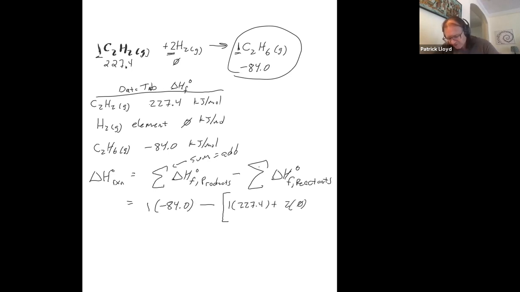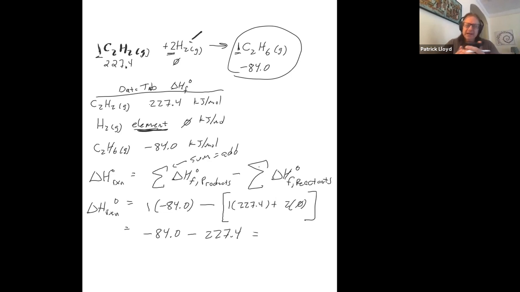Now, obviously, you don't have to do that 2 times 0 because you know that it's 0. So this is not an important issue, right? But I put it in there just so you can see, because if the second reactant is not an element, if it's a compound or an ion or something like that, then it would have a value. Okay, so then you just do your arithmetic. So this is minus 84.0, and then that would be minus 227.4. So you're going to get a negative and a negative. So that's going to give you a big negative. So minus 84.0 minus 227.4, and you get minus 311.4 kilojoules per mole.